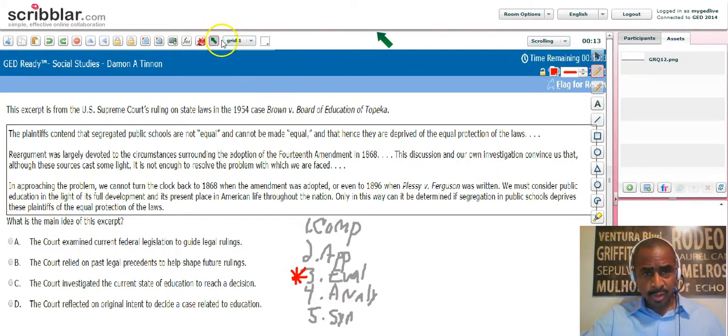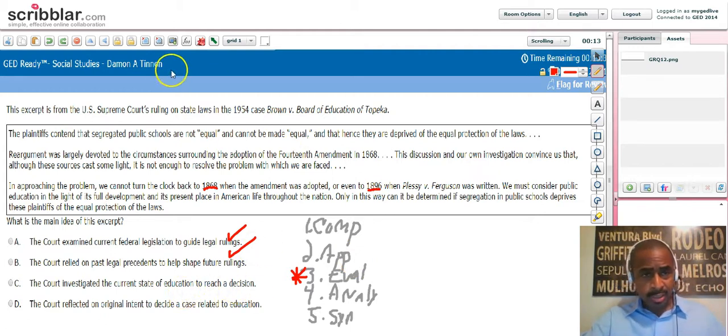And so let me go ahead and get my pencil back here. And we're going to eliminate this because there were no current legal rulings. There were just these old rulings that they talked about here. The court relied upon past legal rulings. Well, I just eliminated that with what I just said, that they said we cannot go back to 1868 and we cannot go back to 1896. Now, the court investigated the current state of education.